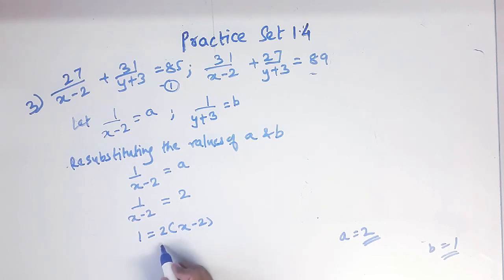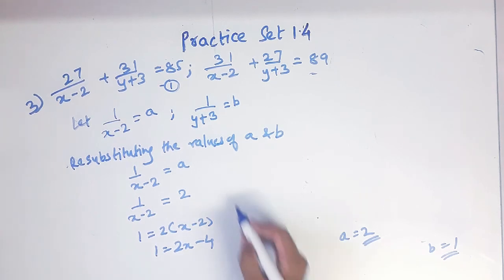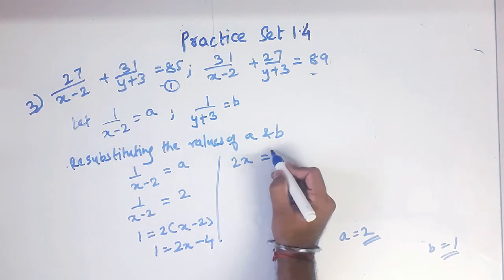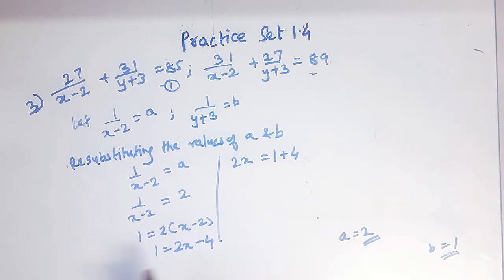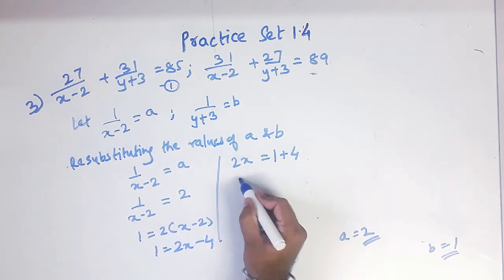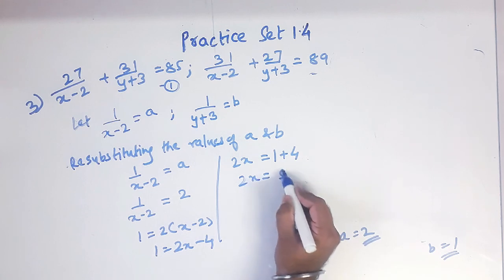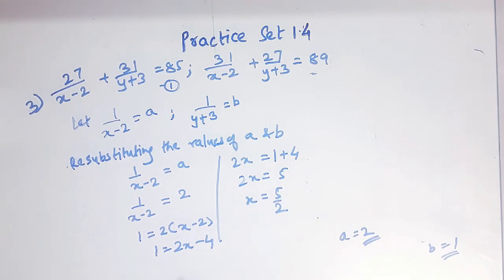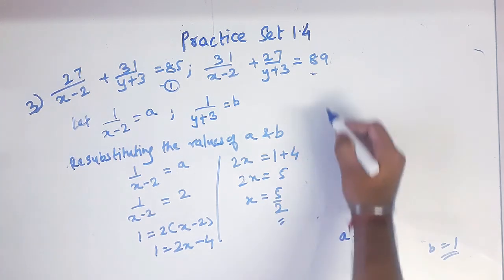Okay, so 1 is equal to 2x minus 4. Okay, so we got here a linear equation. We can solve this. 2x is equal to 1 plus 4. 4 I'll send it there, it will become plus. 2x is equal to 5. We got x is equal to 5 upon 2. Okay, very easy, we got the value of x.